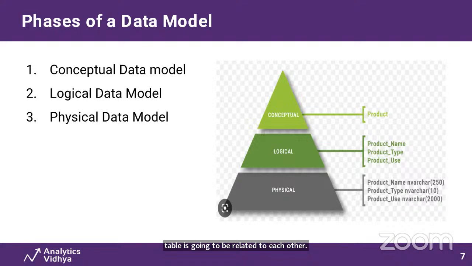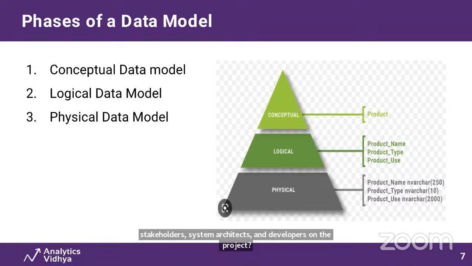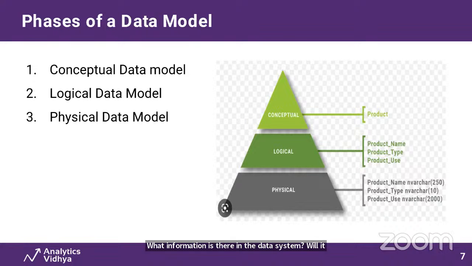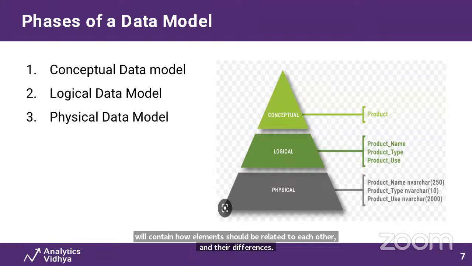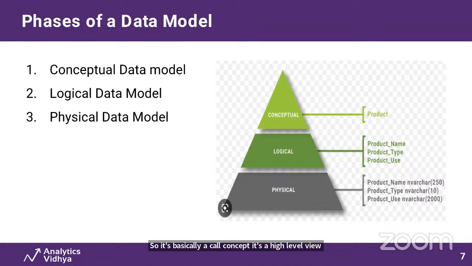You use these visualizations to align the business stakeholders, system architects, and developers on the project. What information the data system will contain, how elements should be related to each other and their dependencies. So it's basically a concept. It's a high level view of the system, of the content organization and the relevant business rules.